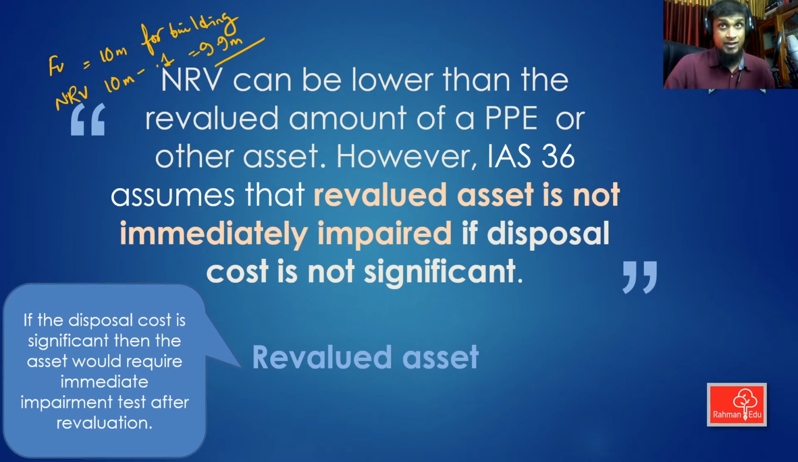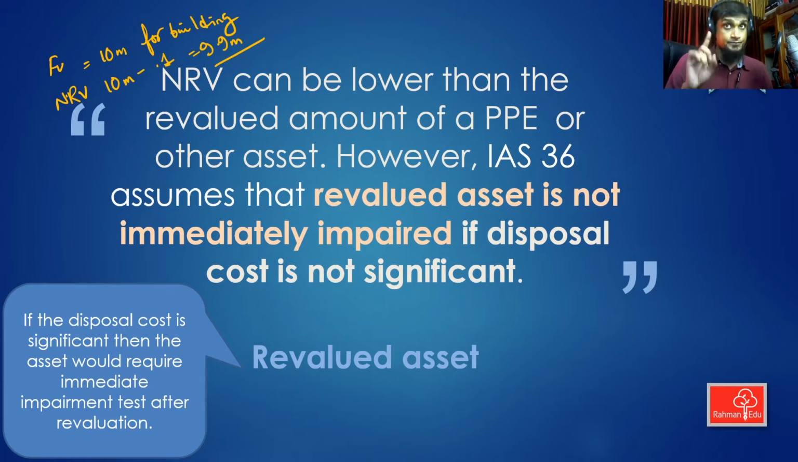You need to understand that. We are not that strict. So IAS 36 will just overlook this issue, right? It gives you permission to revalue that asset, and you are not required to do an impairment test immediately. So it is a normal assumption that a revalued asset is not impaired immediately when the selling cost is insignificant, and normally it is assumed that selling cost will be insignificant.